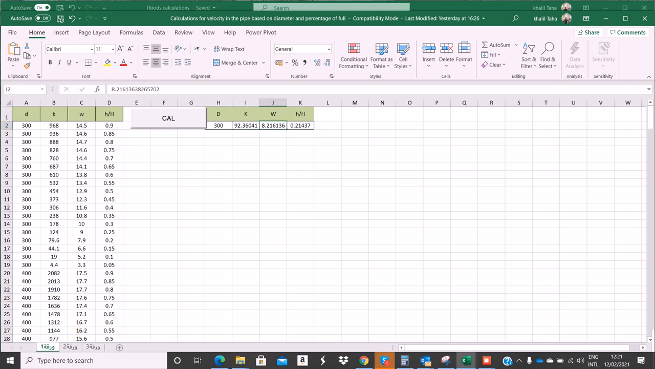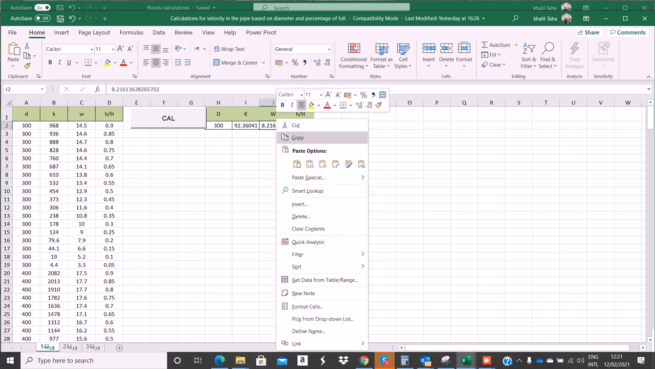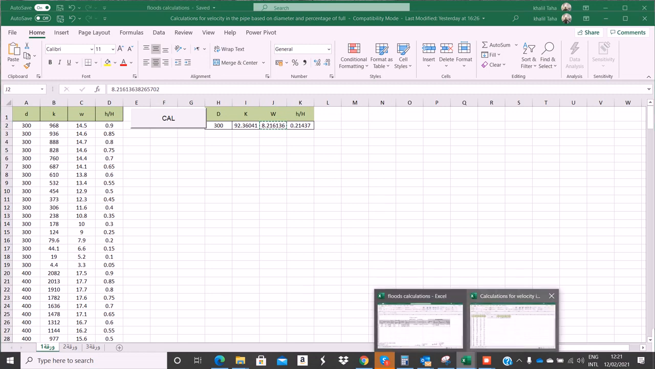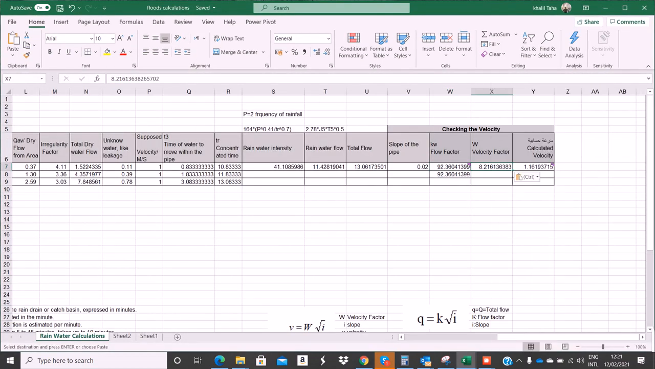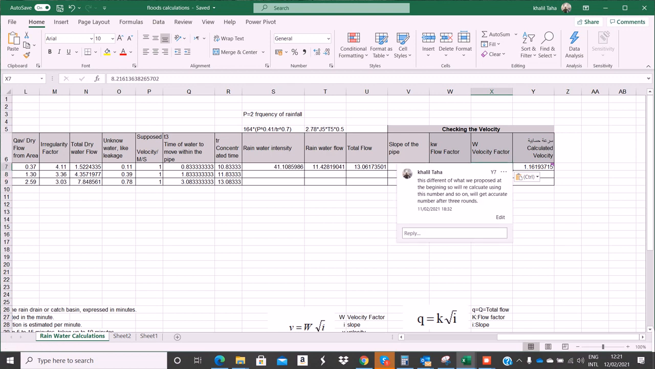I have the velocity factor. I will just copy the velocity factor here and put it here. This is the velocity factor. Now I need to check the velocity.